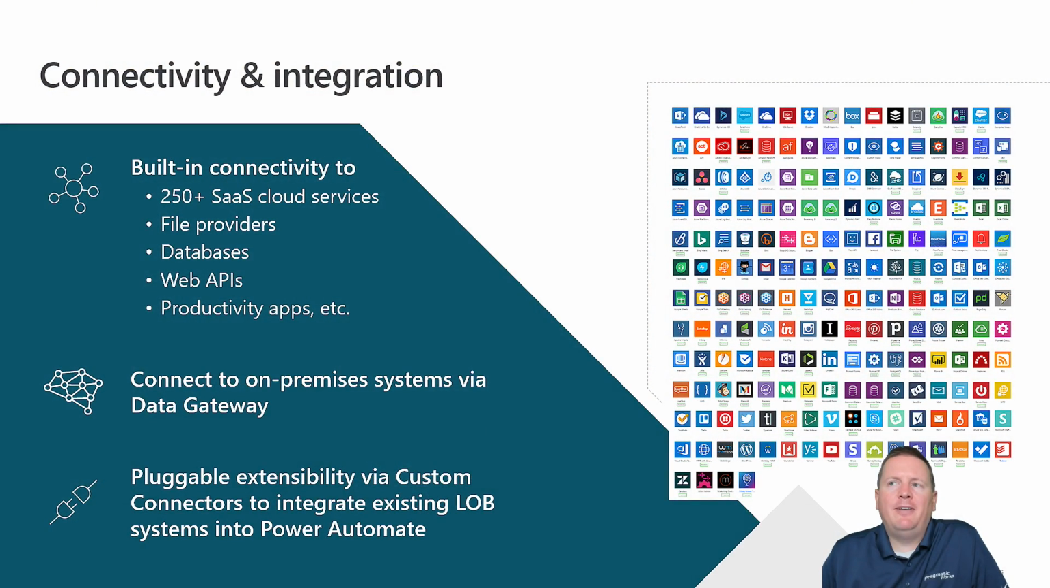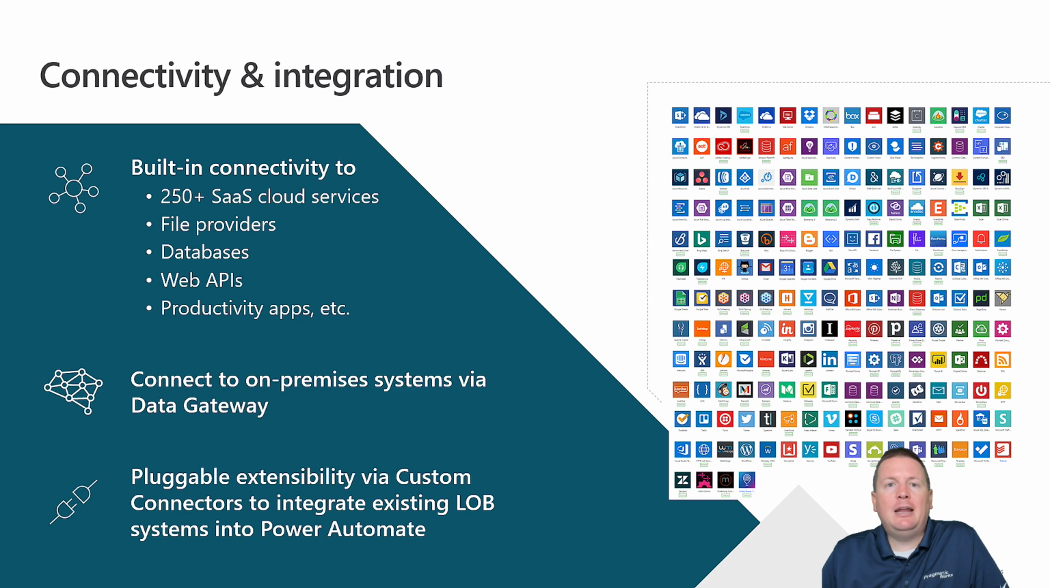We've talked about the data connectors. There are tons of them available, but even if there's a data connection you want that's not listed, you can build your own custom data connectors. You can connect to data that's in the cloud, and you can connect to data that's on premises. So if you have data that's not in the cloud yet, that's okay. You can still use that data inside Power Automate by leveraging something called a data gateway.